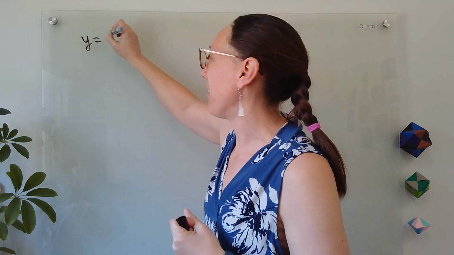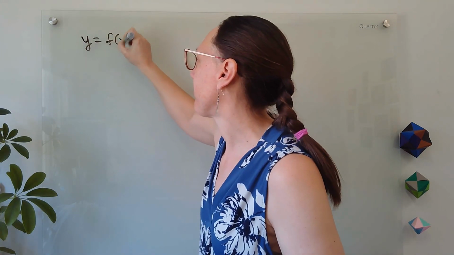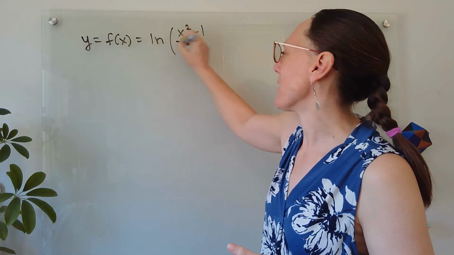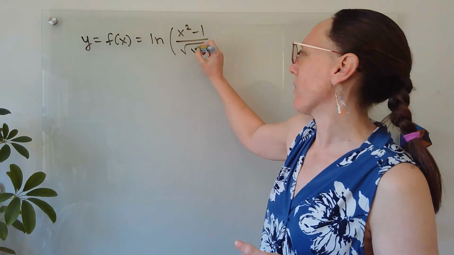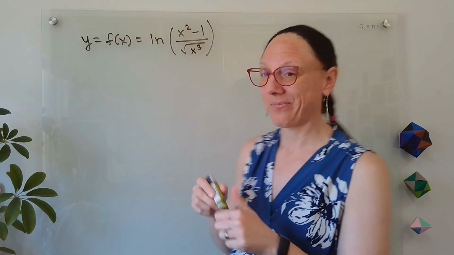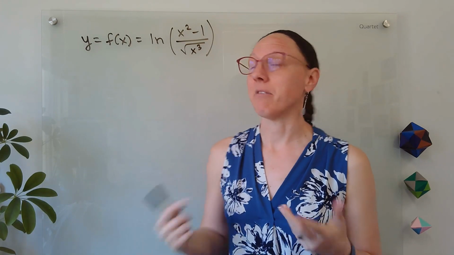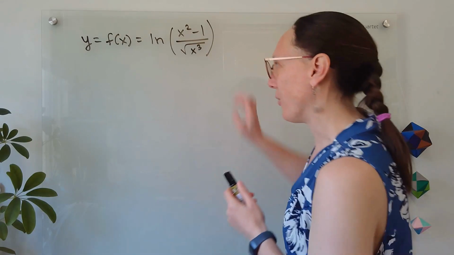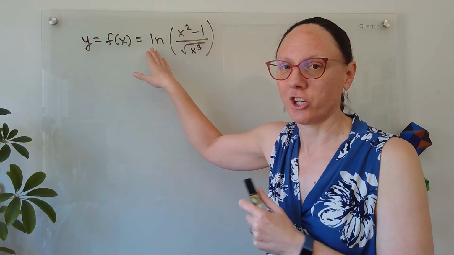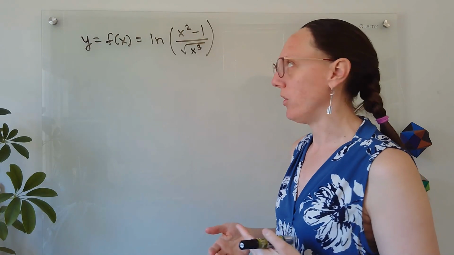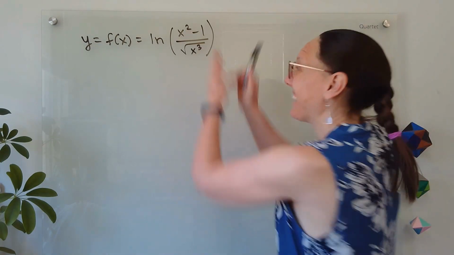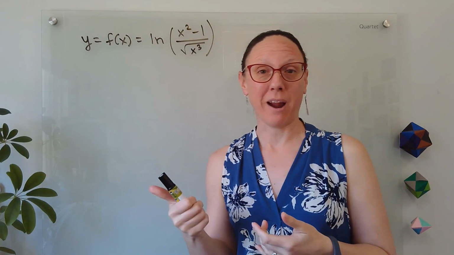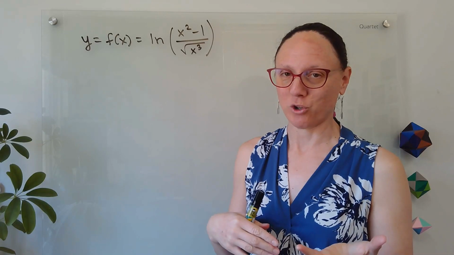So if I had a function that looked like the natural log of, let's say, x squared minus 1 over the square root of x cubed. Now on the surface, if I were to go straight into taking a derivative, I know that I've got a function inside of another function, so I would end up doing some chain rule. And then on top of that, in that inside function is a quotient, which means I'd either have to rewrite it to use product rule or I'd have to use the quotient rule.